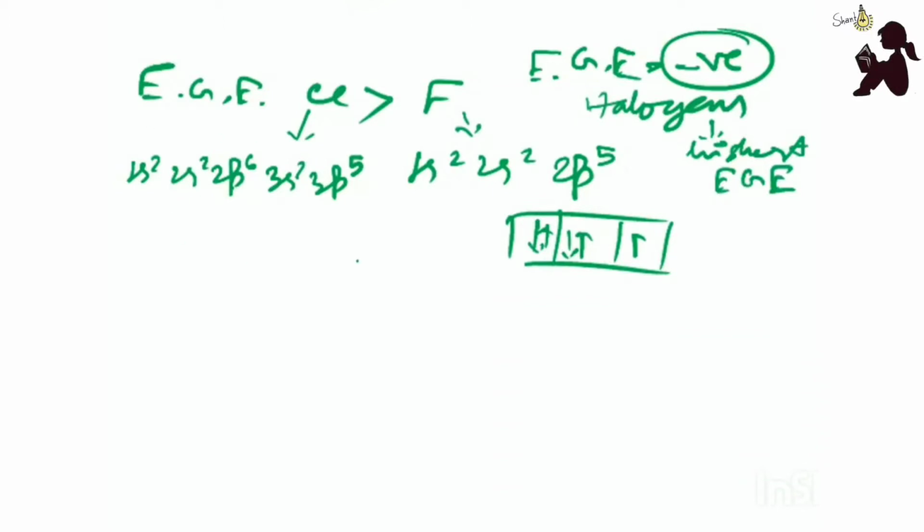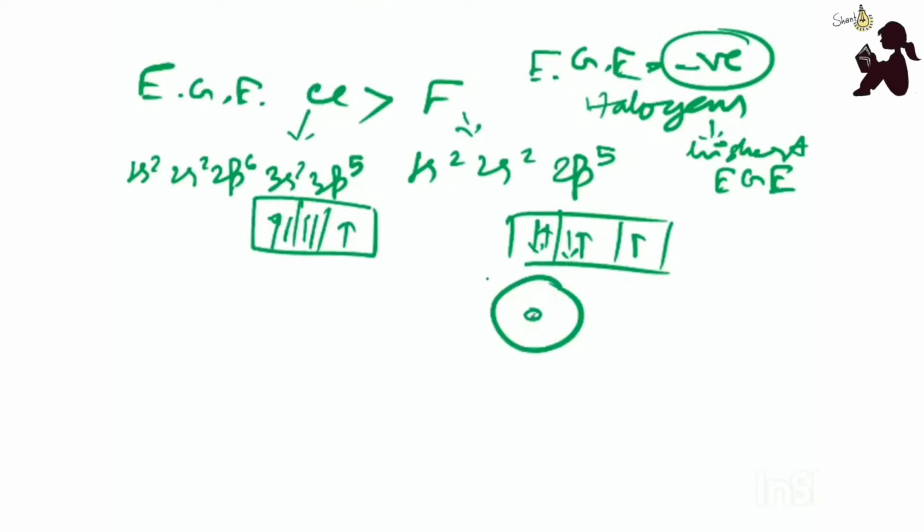Now, but why does it happen? Because it also has this thing: this 2p is shorter in size. So that's why 5 electrons are here. If we want to include an electron here from outside, what will happen? The inter-electronic force will hinder it from entering.